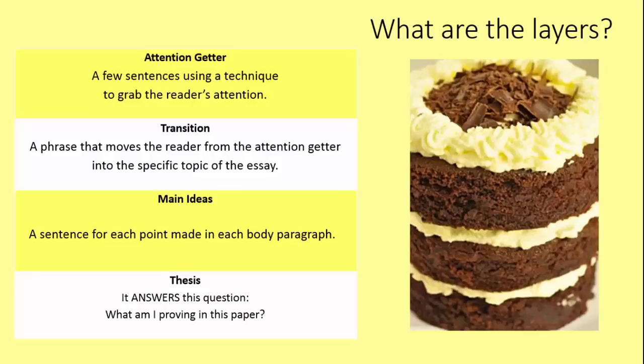The next layer is the main ideas. The purpose here is to show the reader what points will be made in the essay. So you will write a sentence for each point that you make for each body paragraph. The last layer is the thesis statement. It answers this question: what am I proving in this paper?